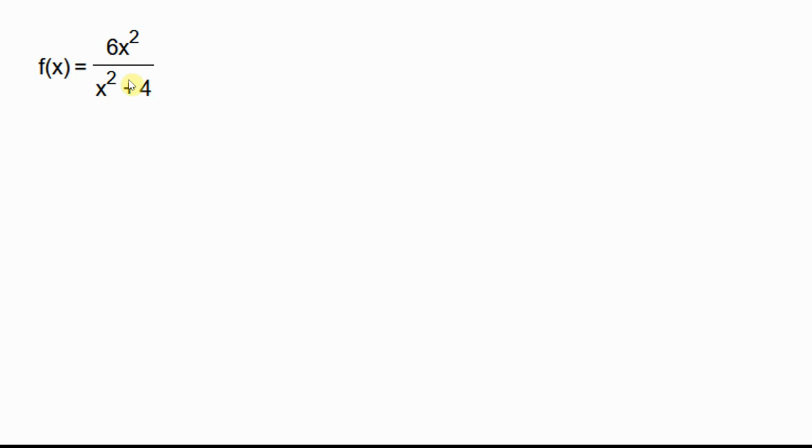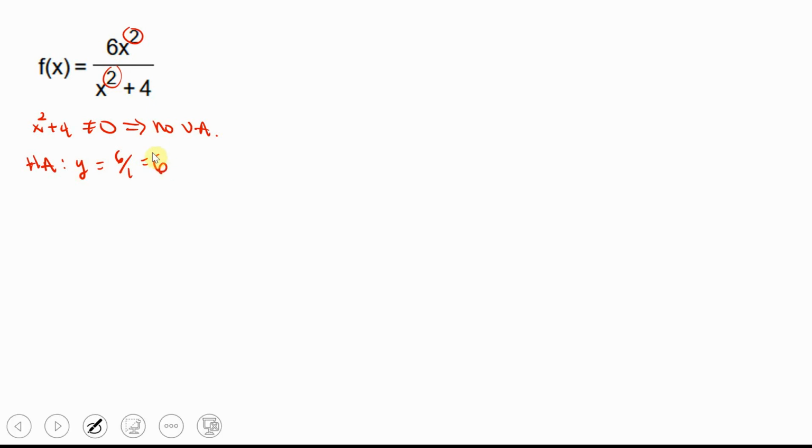So notice that x squared plus 4 is never equal to 0. Can never be equal to 0. This implies no vertical asymptote. It does have a horizontal asymptote. These two degrees are the same, so the horizontal asymptote is the ratio of the leading coefficients. 6 divided by 1 is just 6.